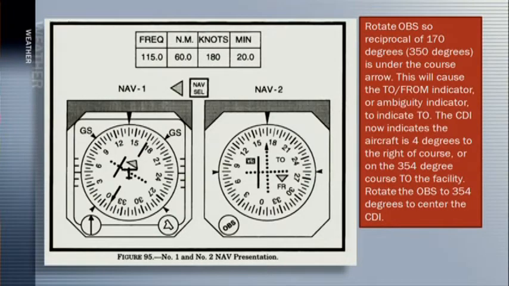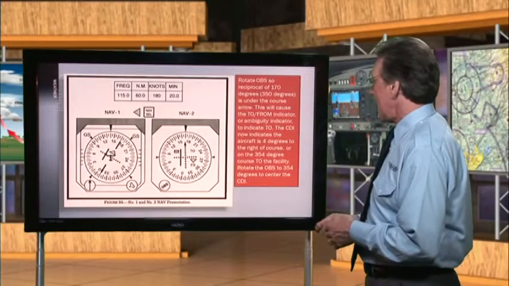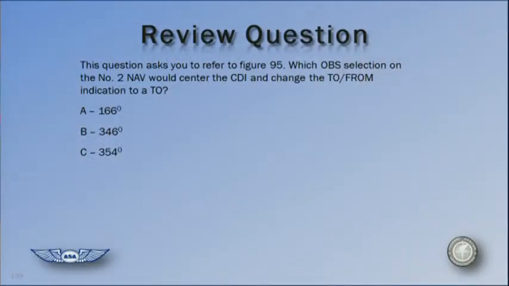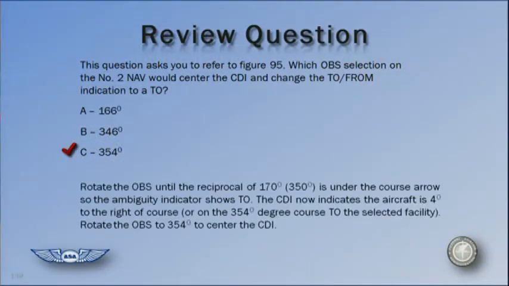Rotate OBS so the reciprocal of 170 degrees, or 350 degrees, is under the course arrow. This will cause the to/from indicator, or ambiguity indicator, to indicate 2. The CDI now indicates the aircraft is 4 degrees to the right of course, or on the 354 degree course to the facility. Rotate the OBS to 354 degrees to center the CDI. Back to our question, the answer of course then is C.